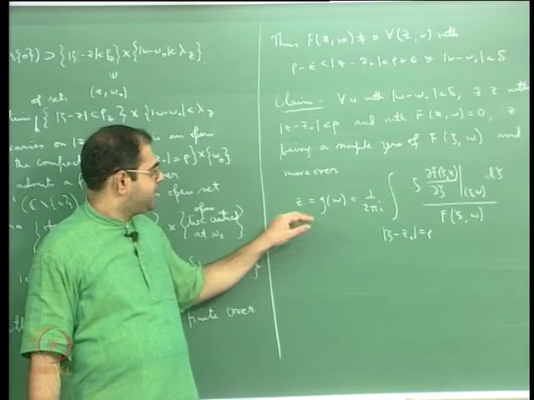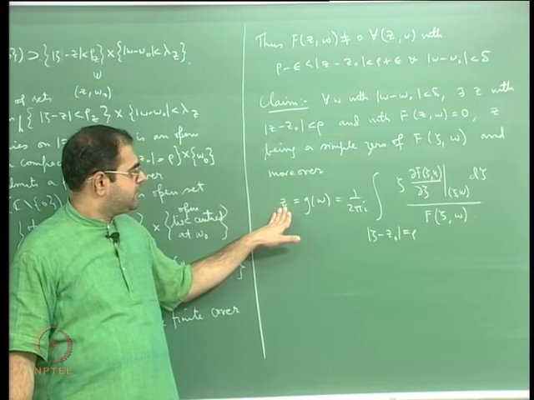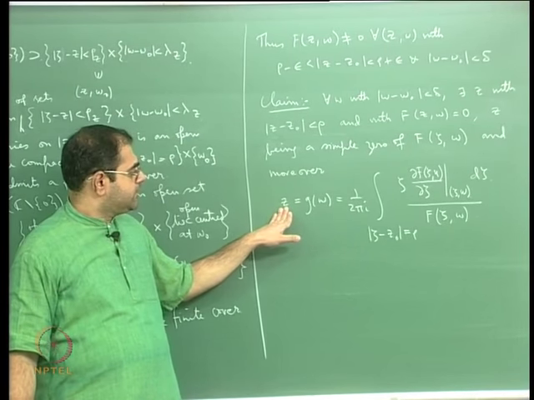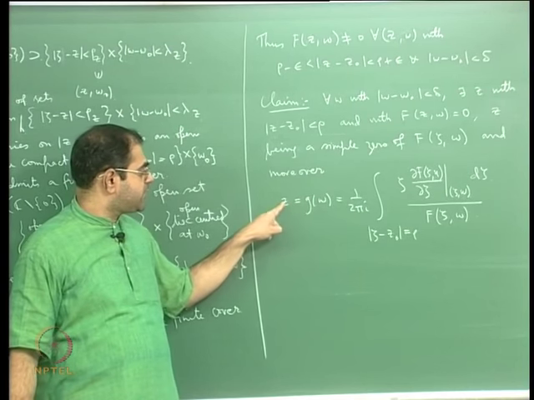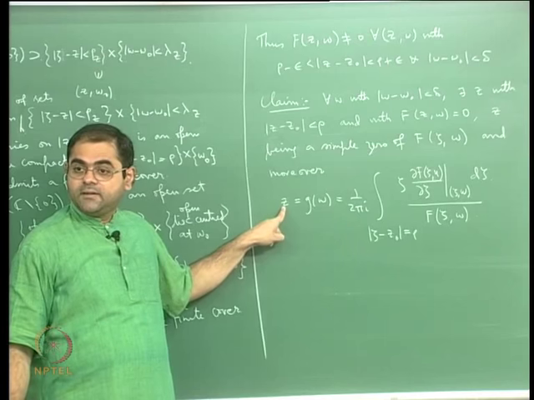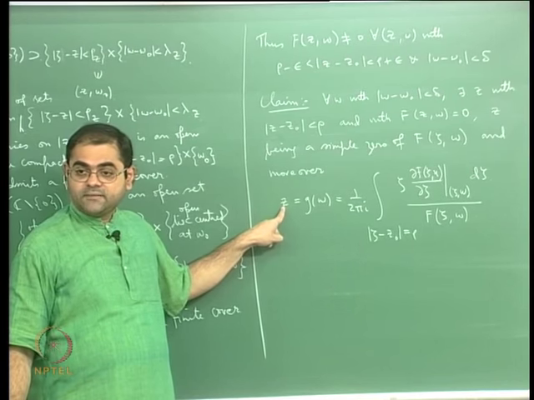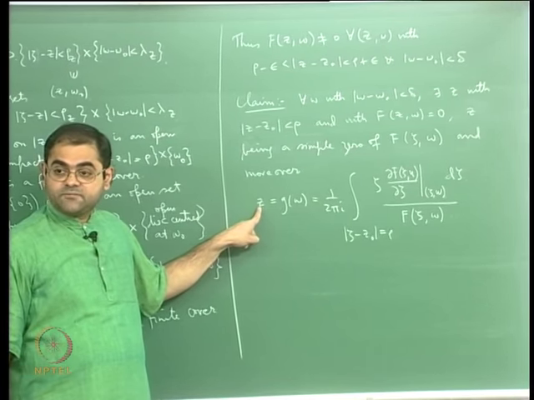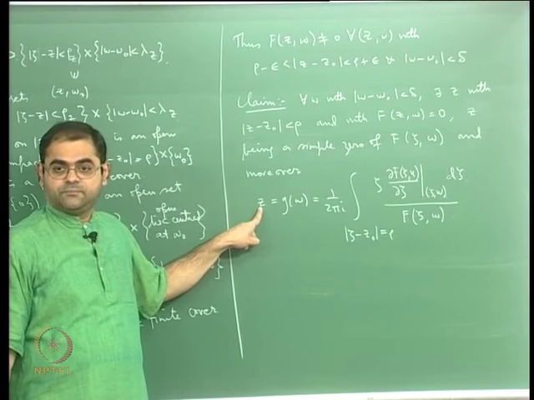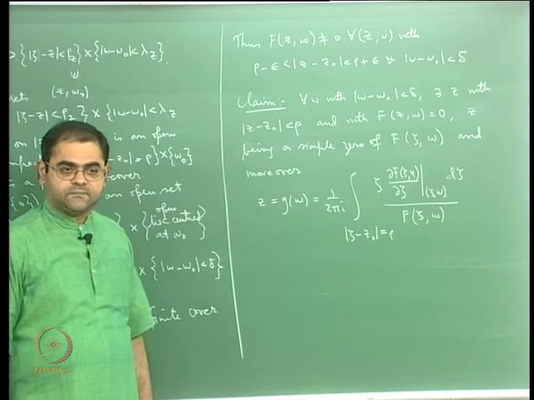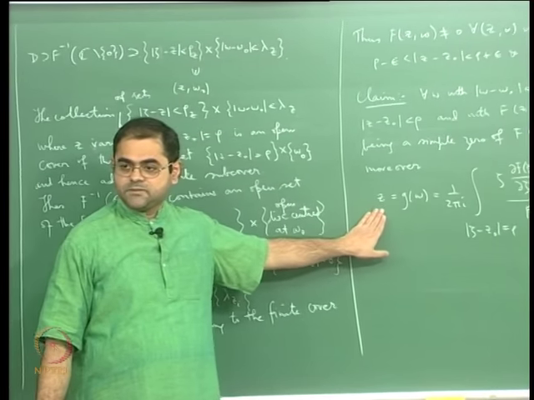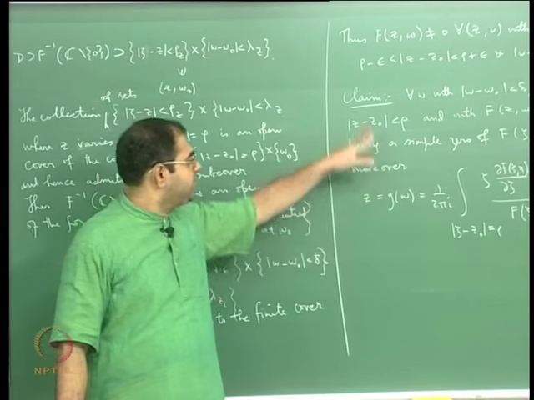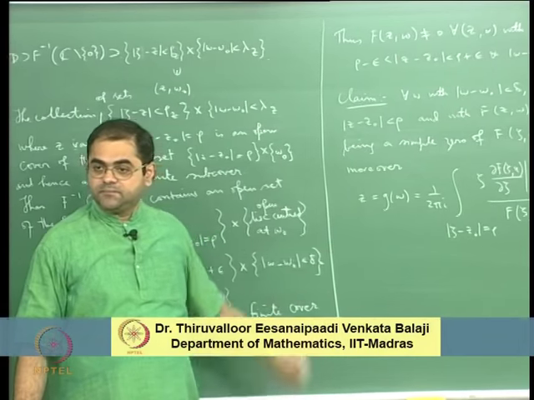And this is being done provided that, since you are solving for the first variable, the partial derivative with respect to the first variable is not 0. So this is the point. This is what the implicit function theorem says. Now we will have to prove this statement.